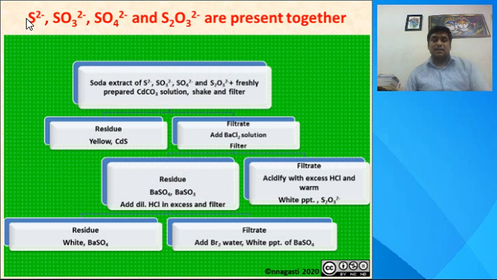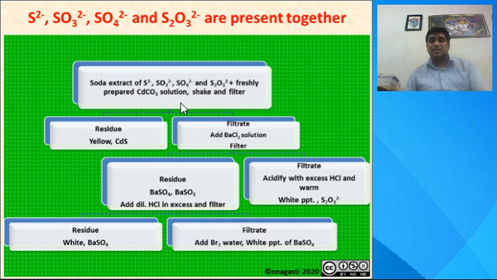The last combination is sulfide, sulfite, sulfate and thiosulfate. If all these are present together, although we will get only 3 anions, let us study all these 4 combinations, the chemistry behind this, how to separate these anions if they are present together in a mixture. Let us take the soda extract of the mixture containing all these 4 anions.